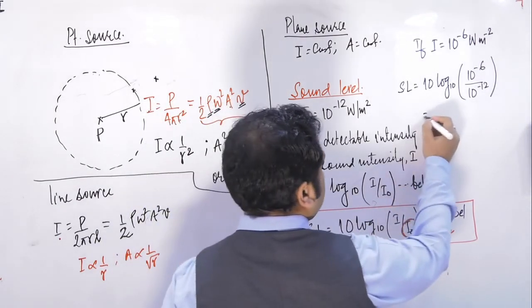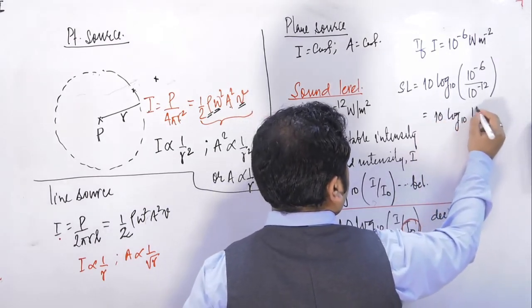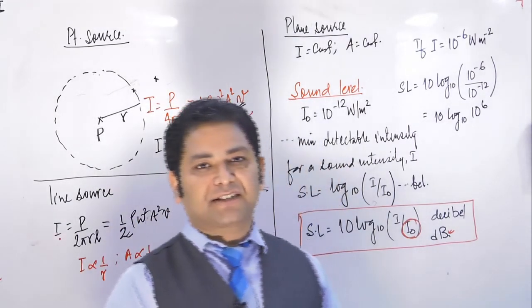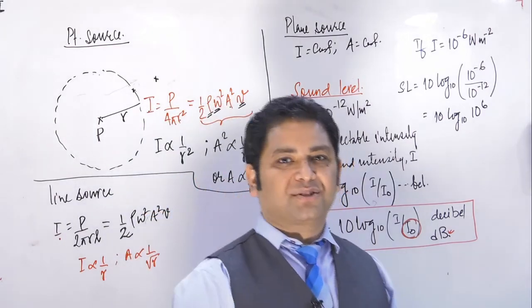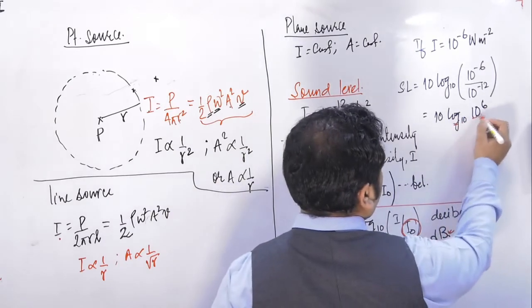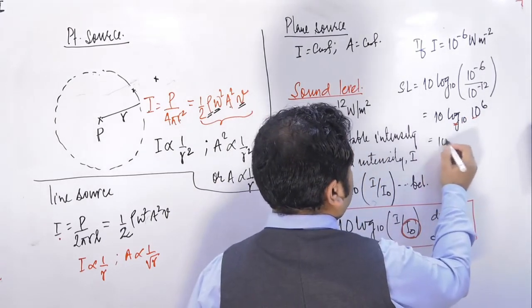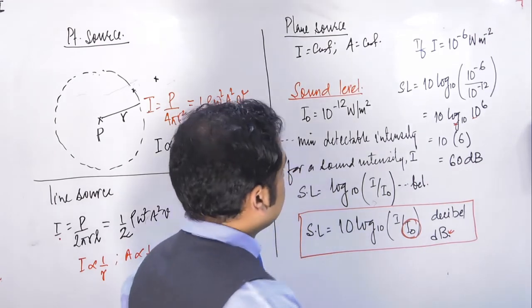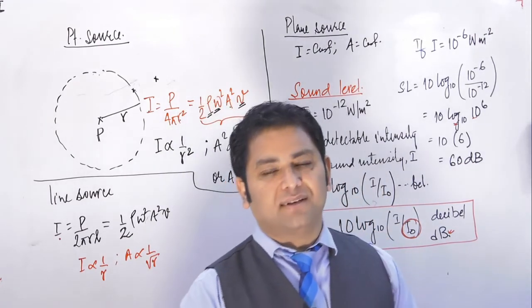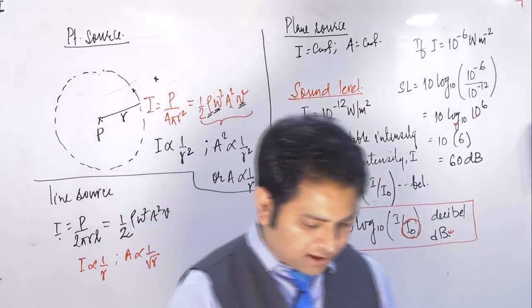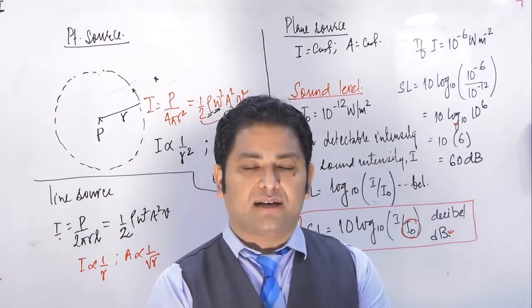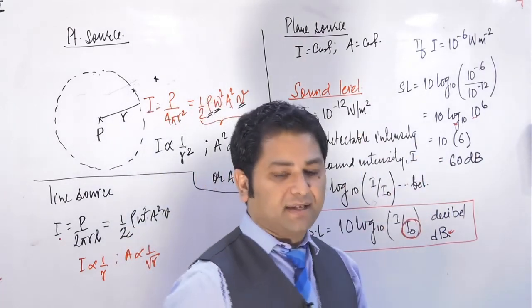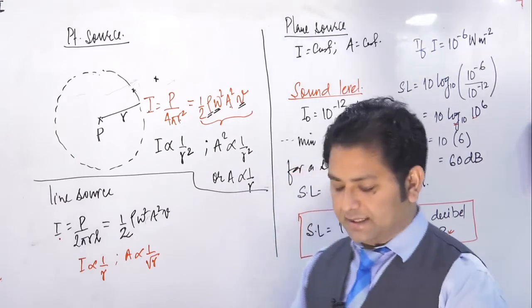And this is 10 log 10, 10 raised to the power 6. For those who pretend to be weak in mathematics, it's not so difficult. Log base 10, 10 raised to the power 6 equals 6. So this is 10 multiplied by 6, and that equals 60 dB. So this is how we calculate the corresponding sound level. A sound of intensity 10 raised to the power minus 6 watt per meter square will have a sound level of 60 decibel. That's a part all you people need to understand.